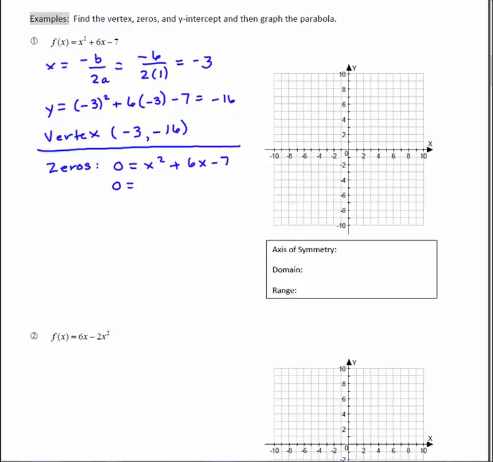And this one does factor. X squared is x times x. And thinking of two numbers that add up to 6 but multiply to negative 7, I'd have 7 and 1, plus on the 7 minus on the 1 will now add up to positive 6. So either x plus 7 equals 0 or x minus 1 equals 0, meaning x is either negative 7 or 1.